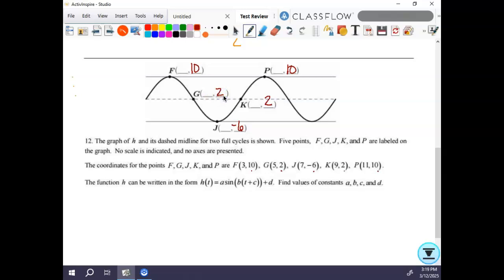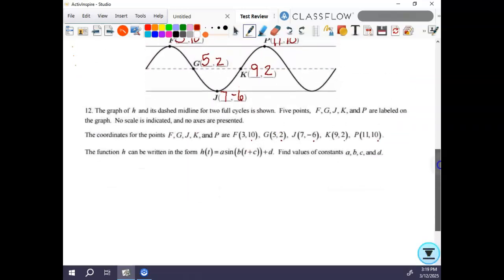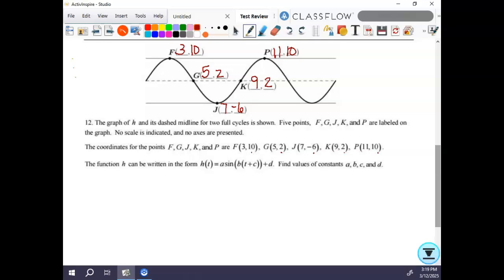Okay, so this one I don't necessarily have to back up. They actually gave me the points. Never mind, they're even labeled. Oh, look at that. It would help if I read my question better. G is at 5, and 2, 7, 9, and 11. Okay, beautiful. So now I need A, B, C, and D. So let's do this. A equals, B equals, C equals, D equals. Okie dokie.